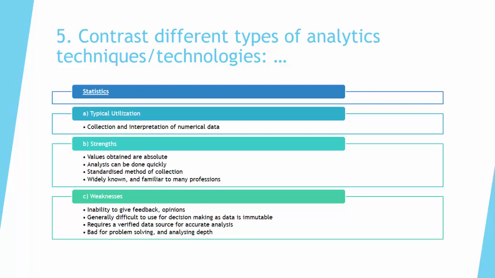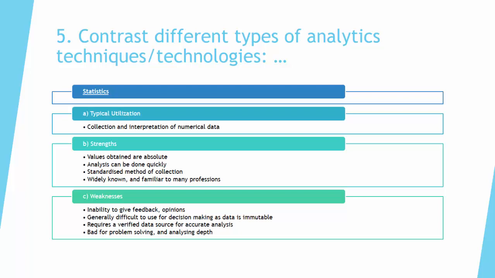First, statistics. It is typically used for the collection and interpretation of strictly numerical data. Its strengths are that once obtained, its values are absolute. Analysis on statistical data can be done quickly because they are purely numerical. It is a standardized method of collection that is widely known and familiar to many professions.